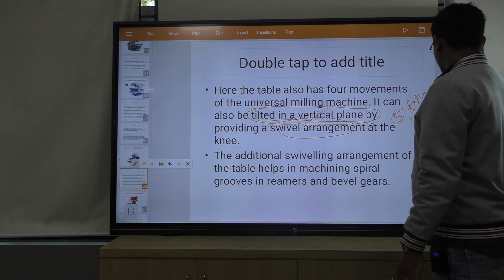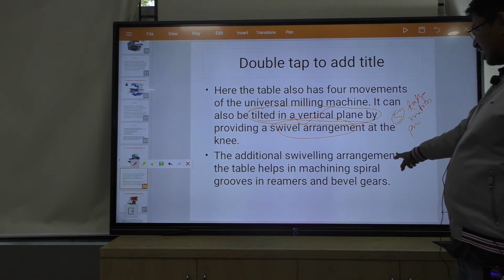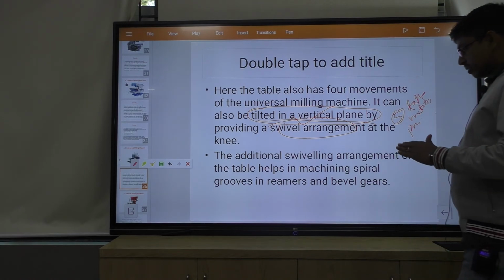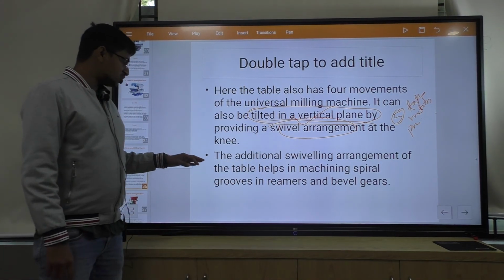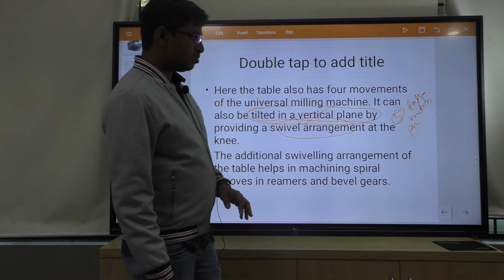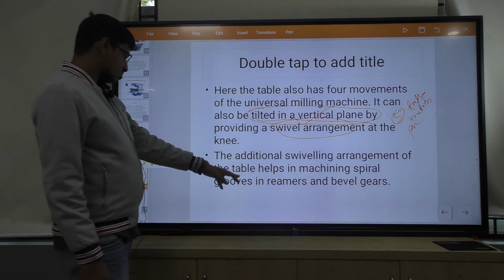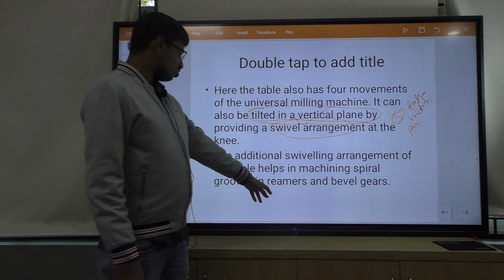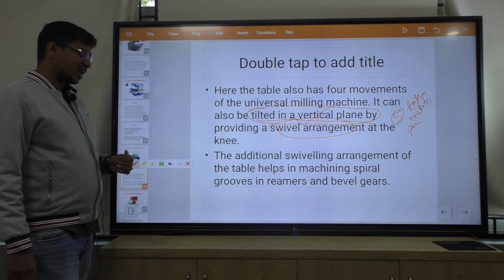5 table motions are present. The additional swiveling arrangement of the table helps in machining spiral grooves in reamers and bevel gears. In the milling machines discussed earlier, we can produce bevel gears and reamers, but we cannot produce spiral grooves. But in omniversal milling machines, we can produce spiral grooves in reamers and bevel gears. That is, this tilting is provided to produce spirals.